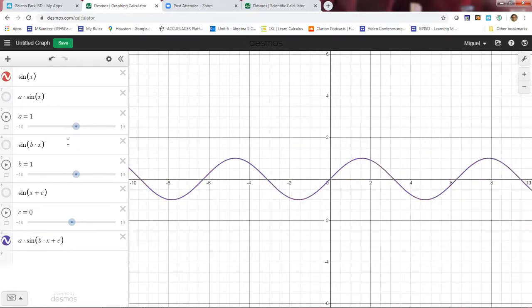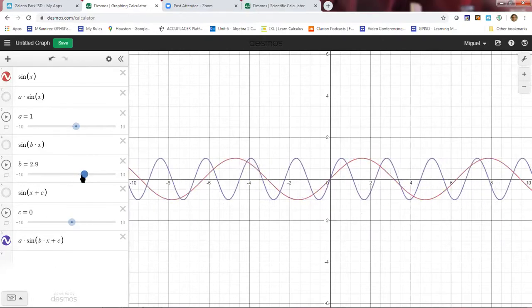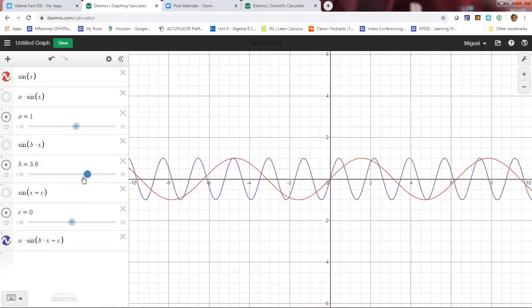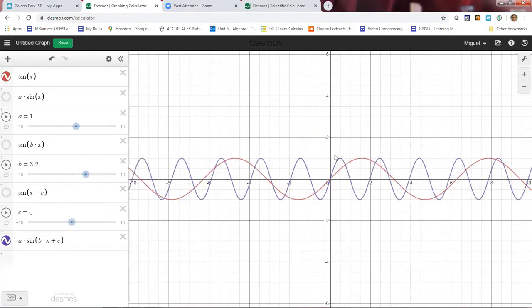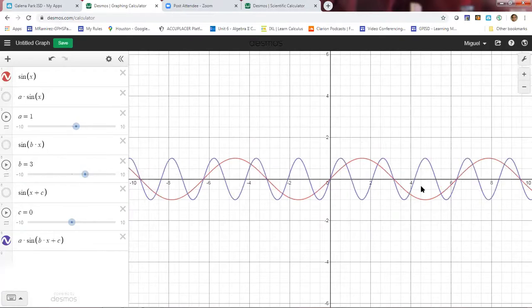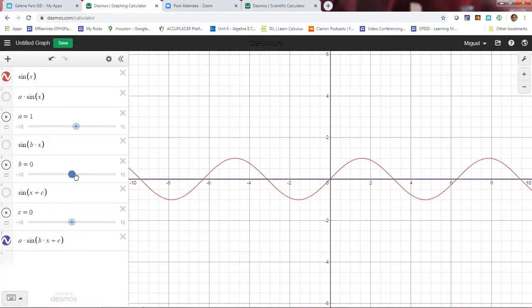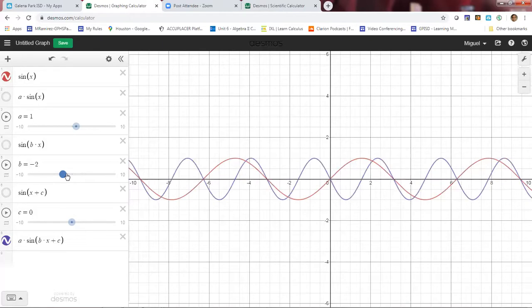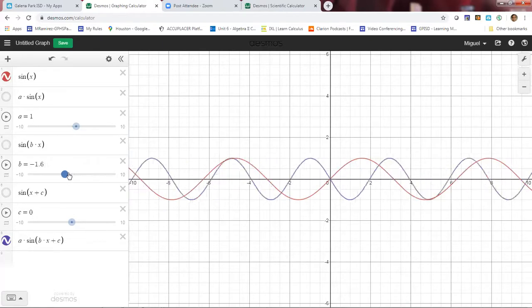Okay. What happens when I do B, this B with the X? So I increase the frequency. You see, I repeat this function more times than the red. So while the red is just one cycle, this could be 3. You see, 1, 2, 3. Same if this is the negative. Yeah. You invert the function.